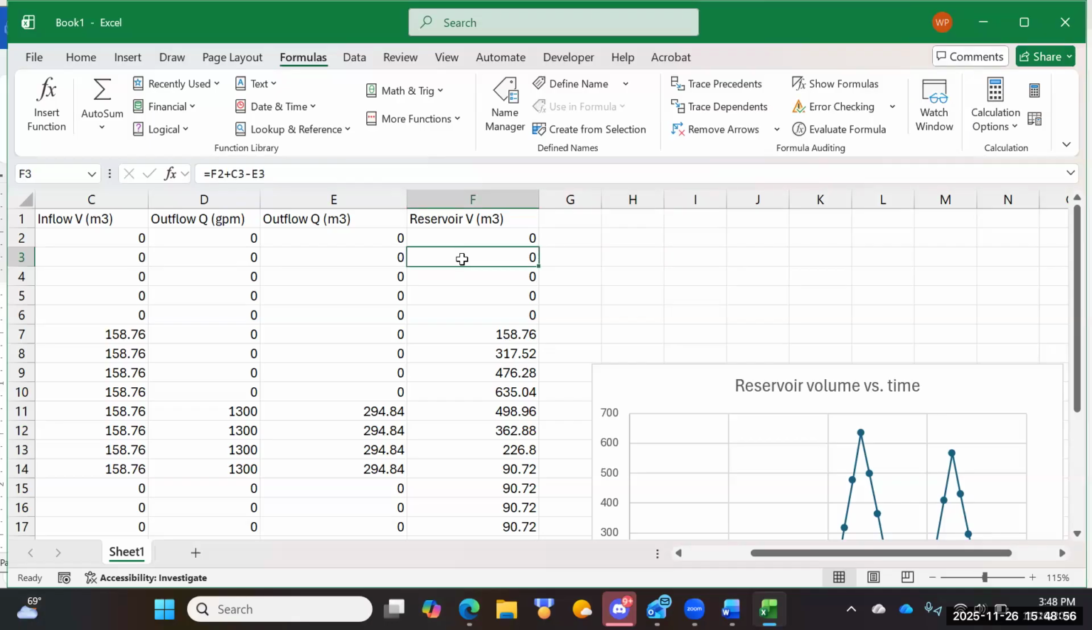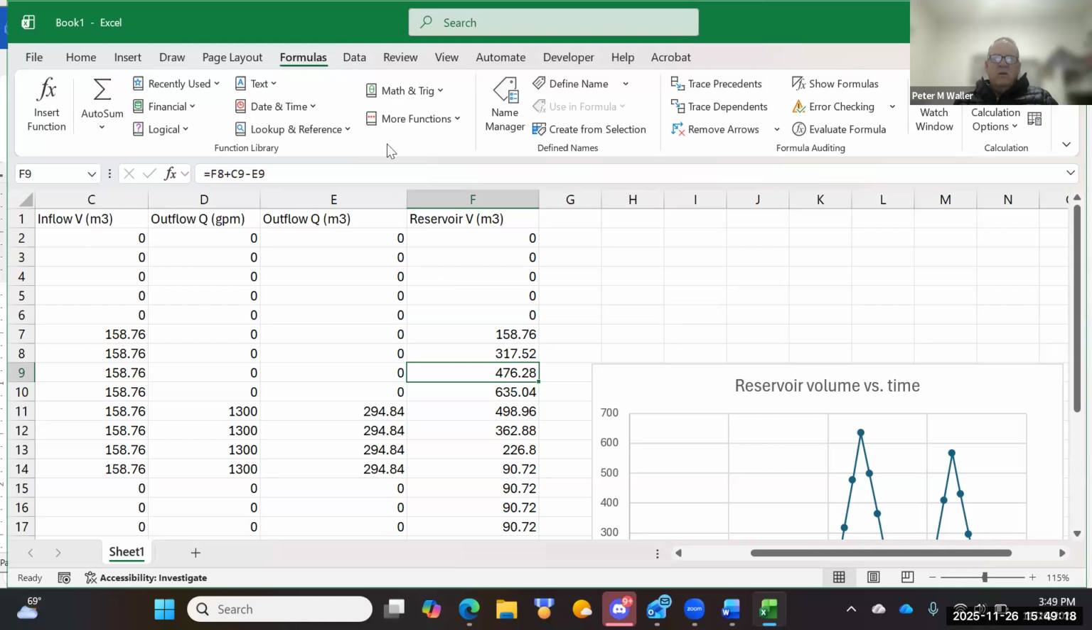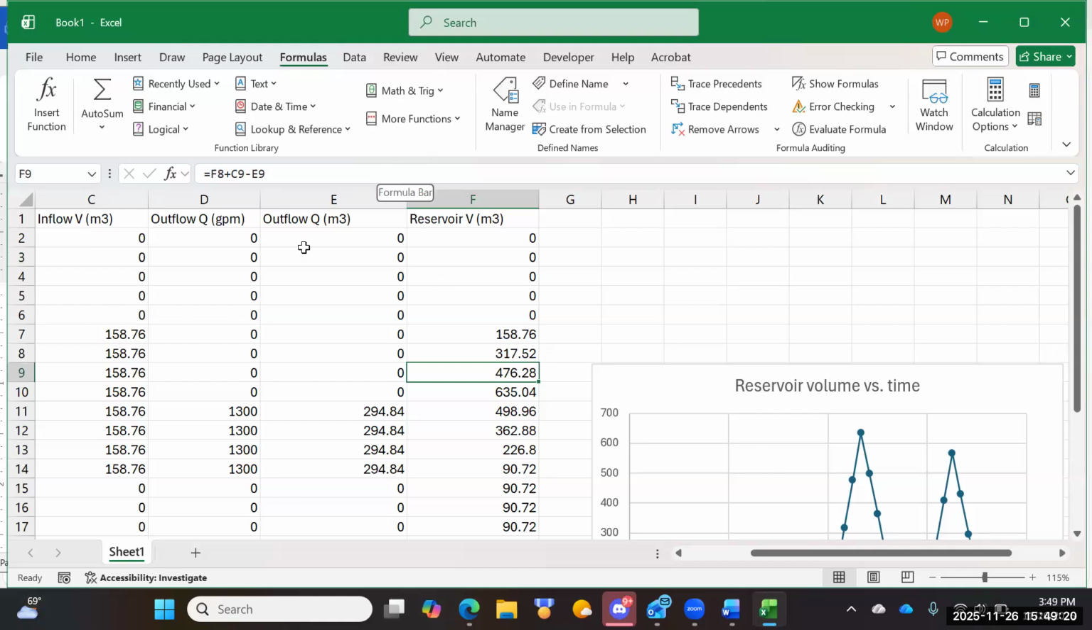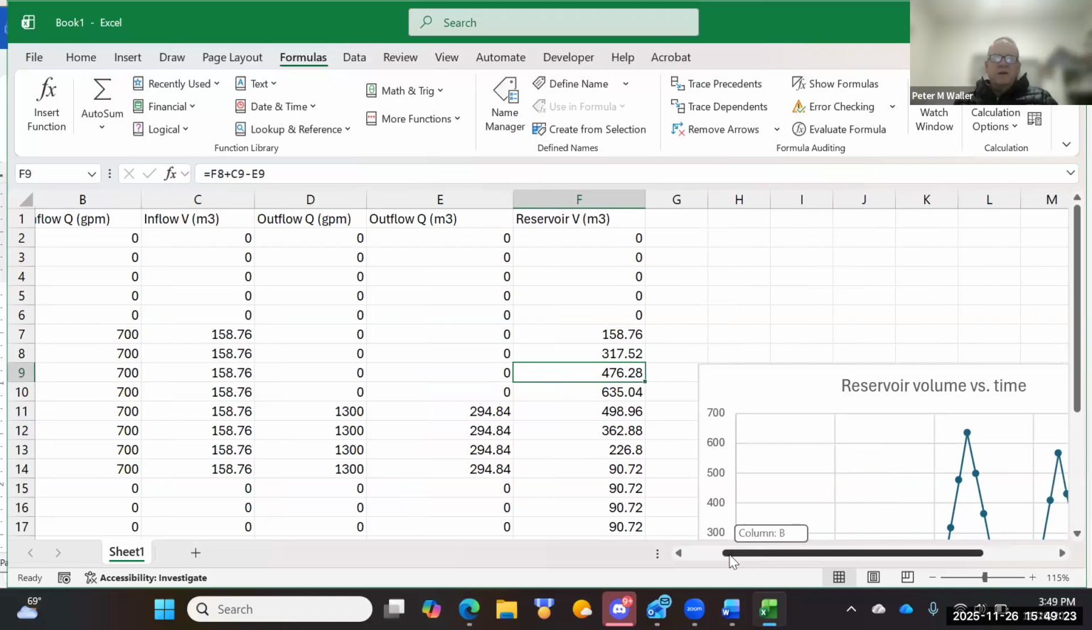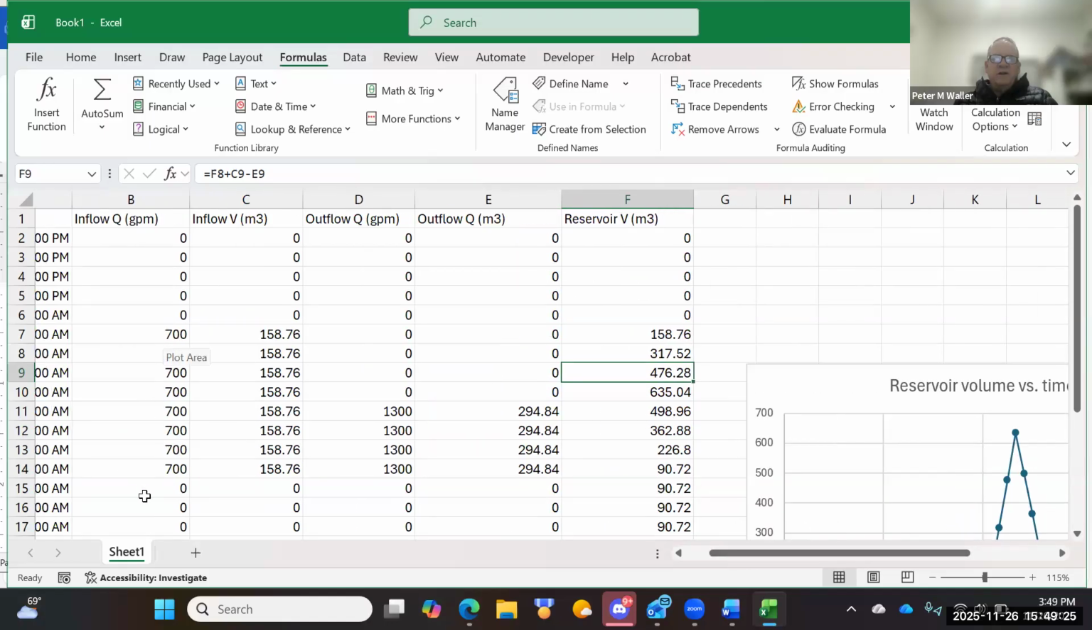Huh. Is it not working? I have the same values up until 467 or 476. Oh, up until here? Yeah. And it's the same formula. Are you just starting? Are you starting your 700 here and your 1300 starting here at that time of day?